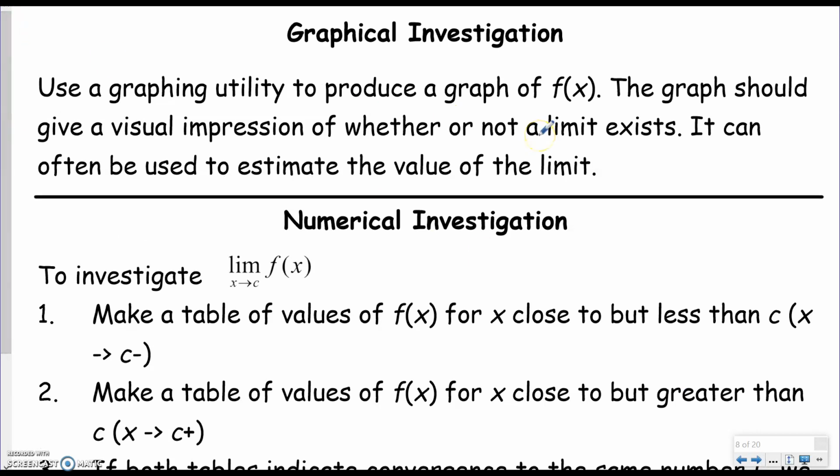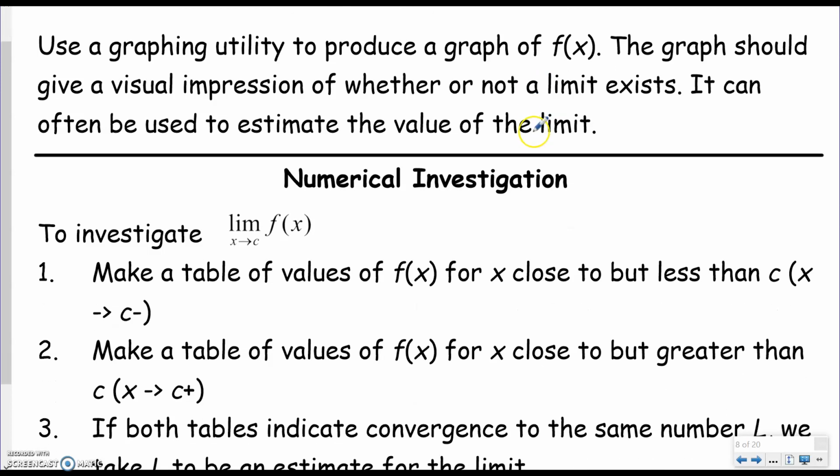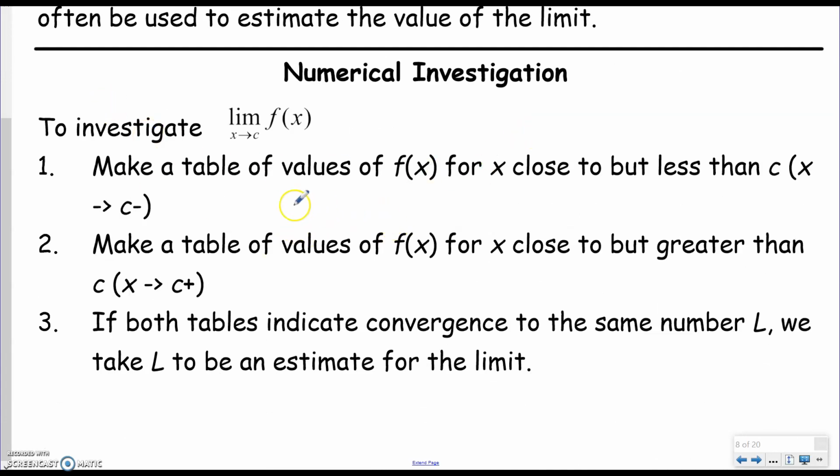Graphical investigation. We're going to use a graphing utility to produce a graph of f of x, and then we can use that to determine if a limit exists or not. And then for numerical, we're going to make a table of values and use values that are close to x that are less than and close to x that are greater than, so approaching from the left and the right. And if they both get close to the same number, we'll be able to estimate the limit.